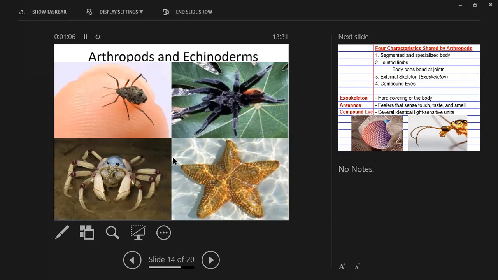Spiders, crabs, insects. All these are examples of arthropods. Spiders, crabs, and insects are the most numerous animal group on Earth. The number is so large, more than half of the world's animal species are arthropods.